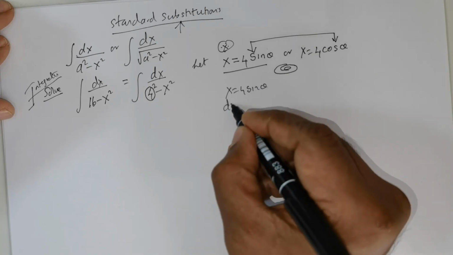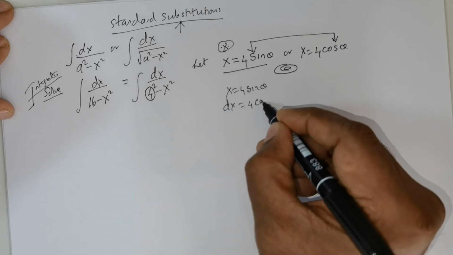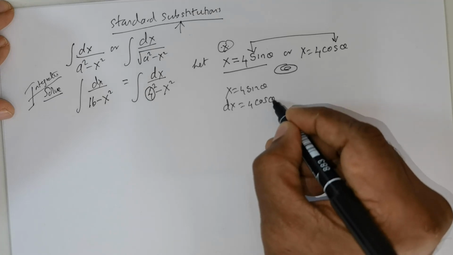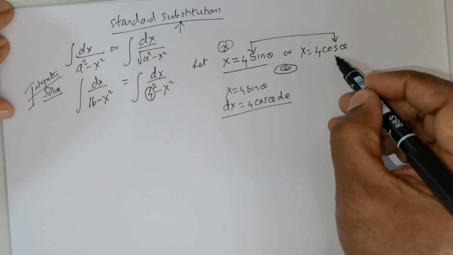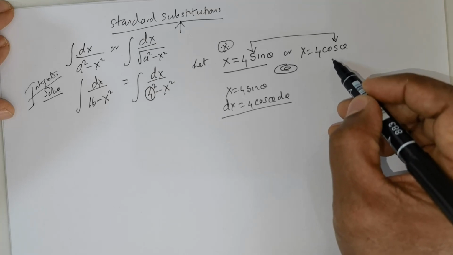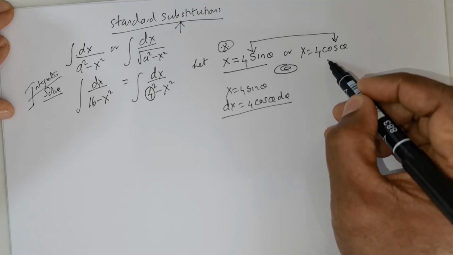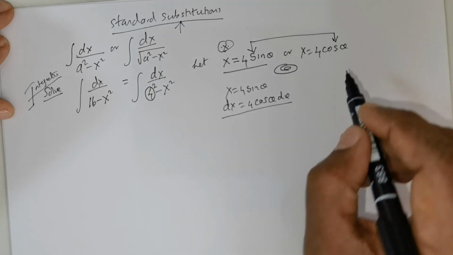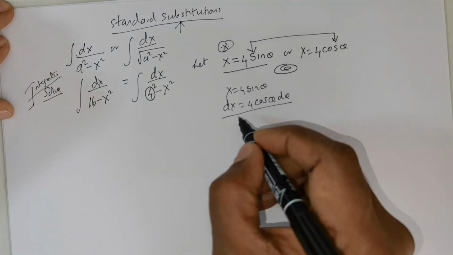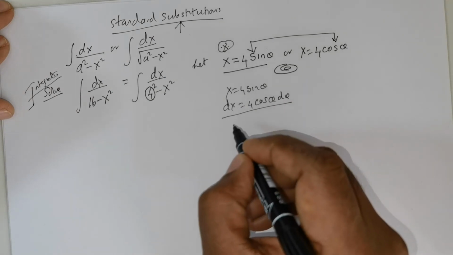Why? Because when I differentiate, I would just get a positive value. So it's going to be 4 times cos theta d theta. Because if I were to use x equal to 4 times cos theta, when I differentiate, I would get a negative quantity. And dealing with a negative quantity can be a little bit complicated. Why?